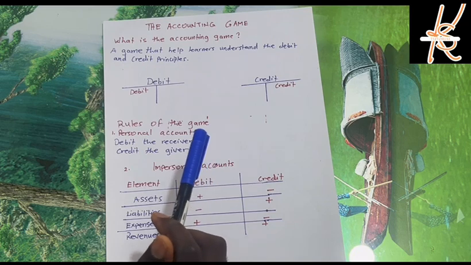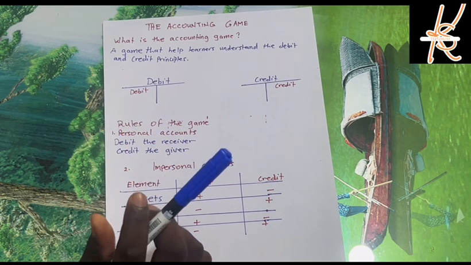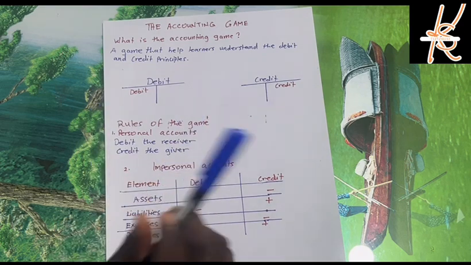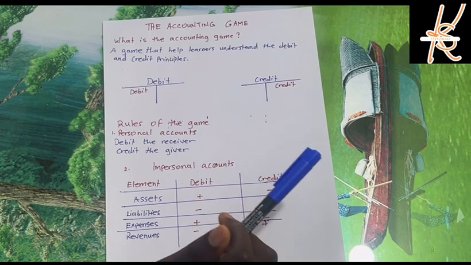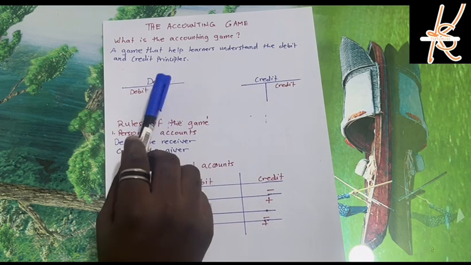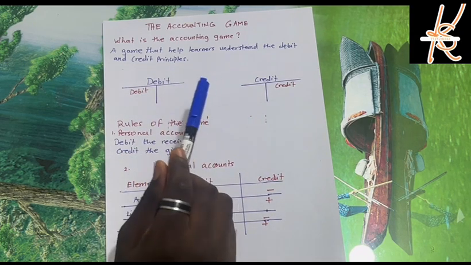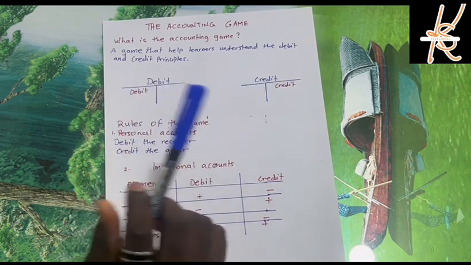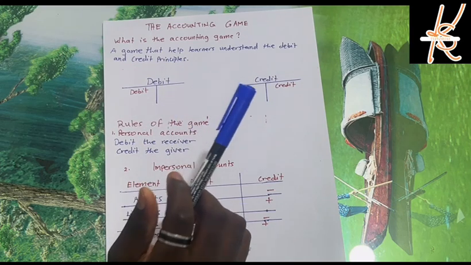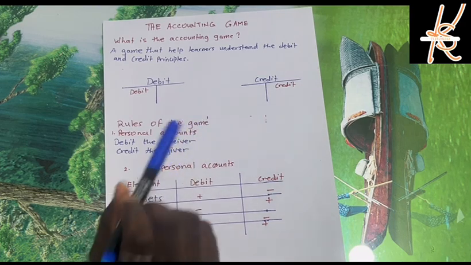What is debit and what is credit? Debit represents an increase in assets and expenses, and also a decrease in liabilities and revenue. So debit actually means that when an asset increases, it is a debit. When expenses increase, it is a debit. But when liability and revenue decrease, it is a debit.